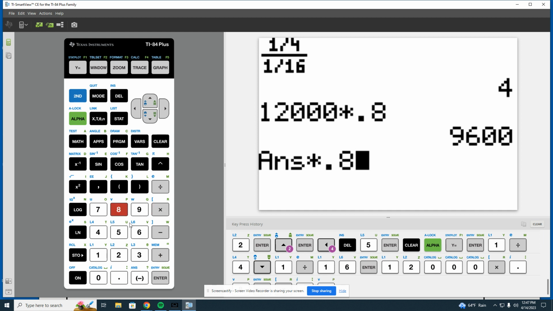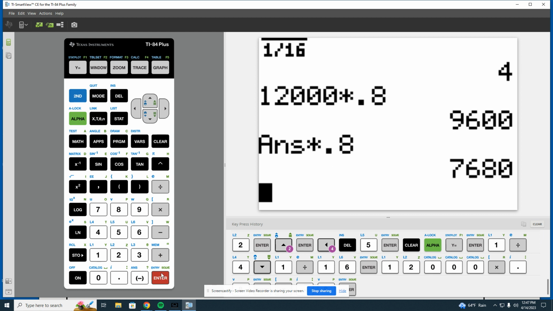I multiply by 0.8 again. Does it give me 7680?